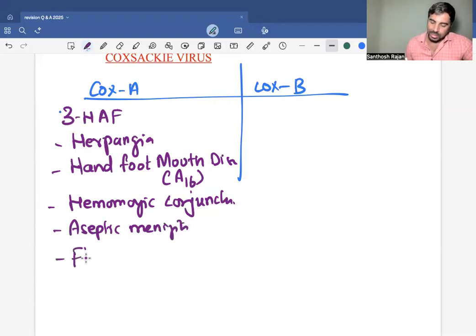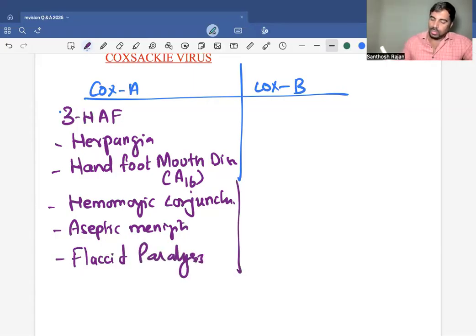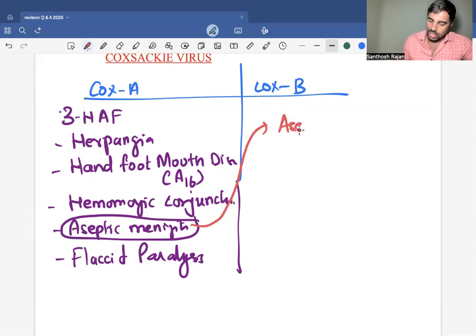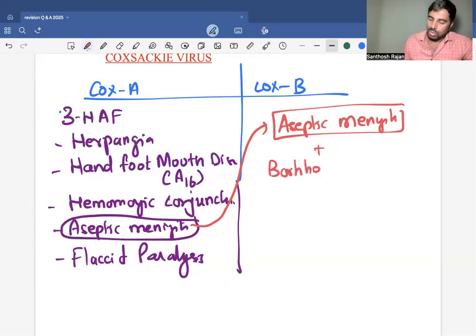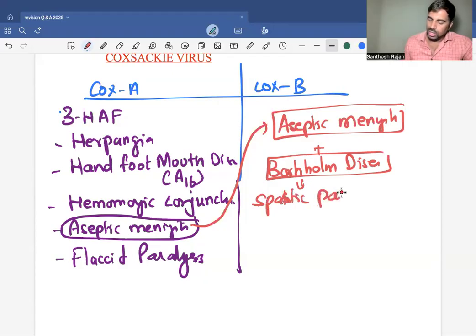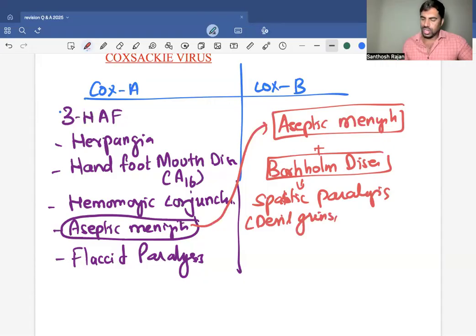F for flaccid paralysis. B, only this one will come in the B. Okay, you go aseptic meningitis. And B for something, the name is B. This disease is called Bornholm disease. It is basically due to spastic paralysis. Because of spastic paralysis, the patient would have tetanus-type features, like devil's grin, stiffness, muscle spasm. Okay, that's called spastic paralysis. Bornholm. B for B for Bornholm.